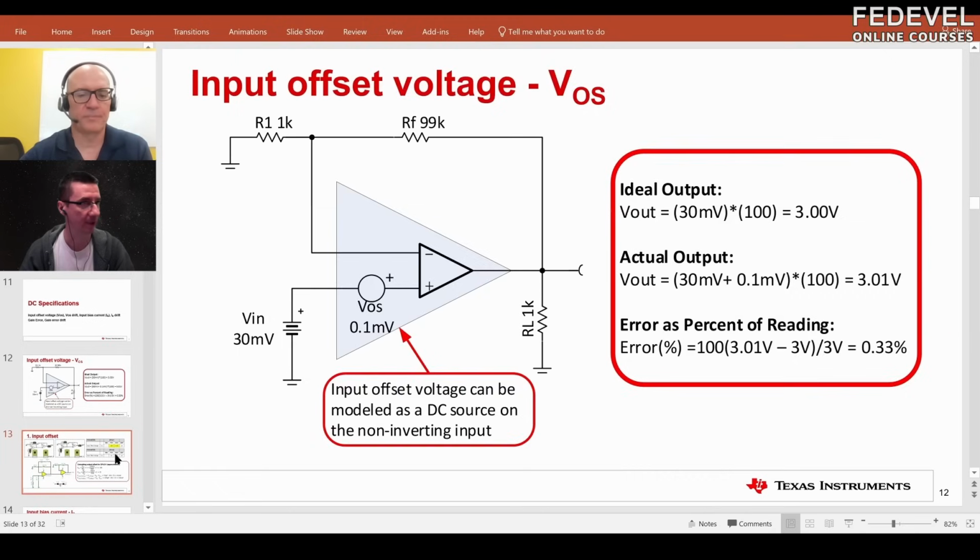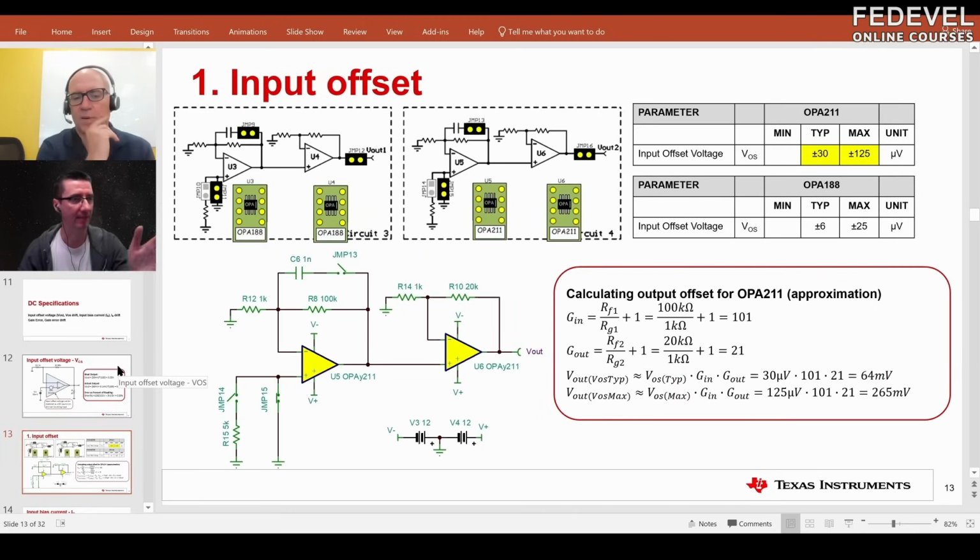Okay. What is the next parameter? This is still about offset. Let's actually do a demo. I think we should just do these demos as we go through the presentation.